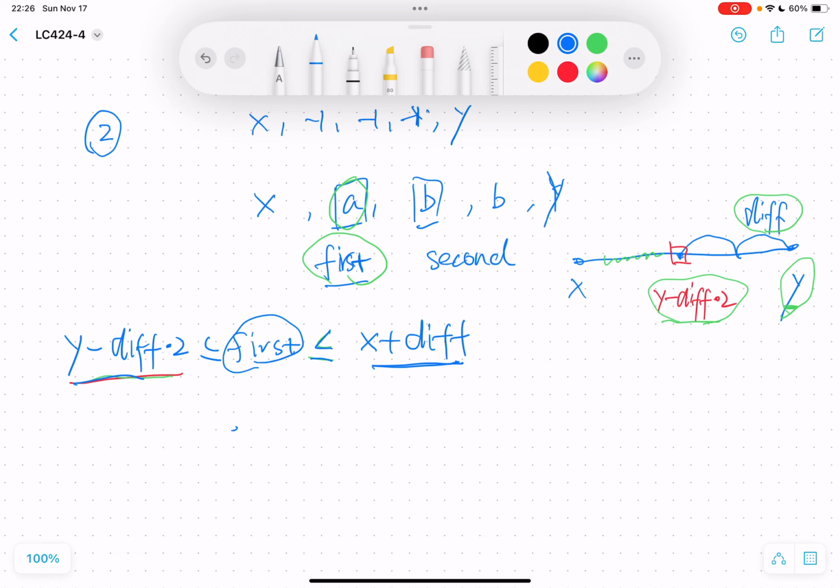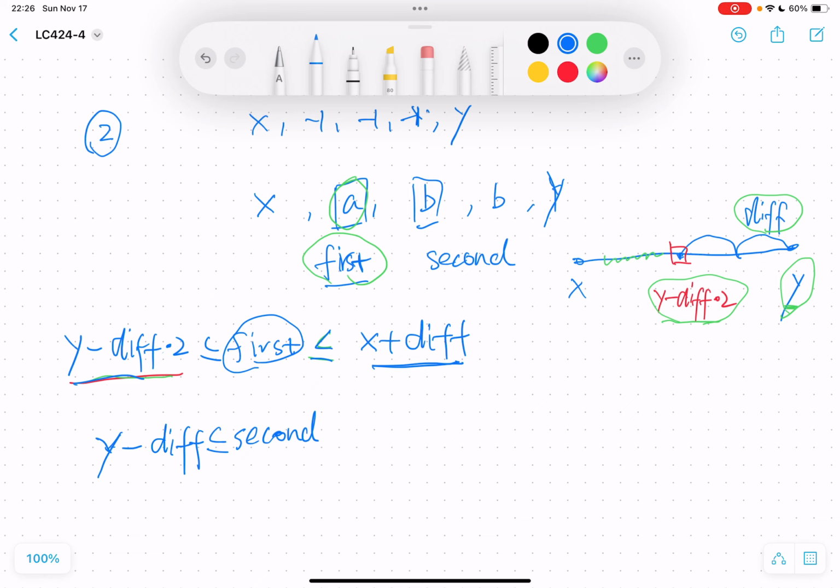In addition, for the second version, the left end should be y minus diff.